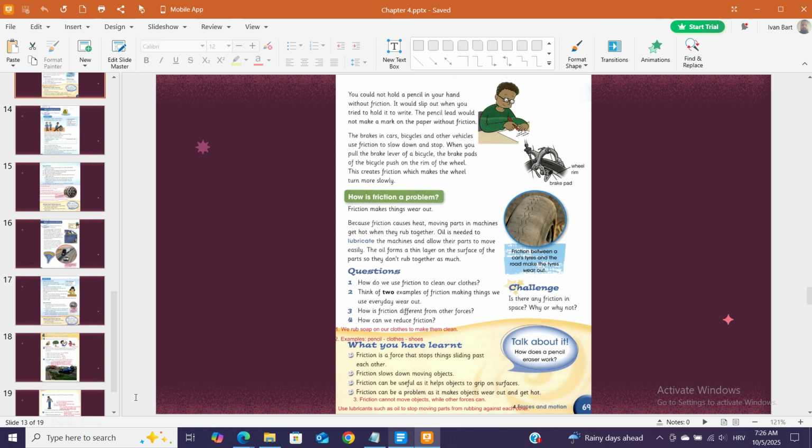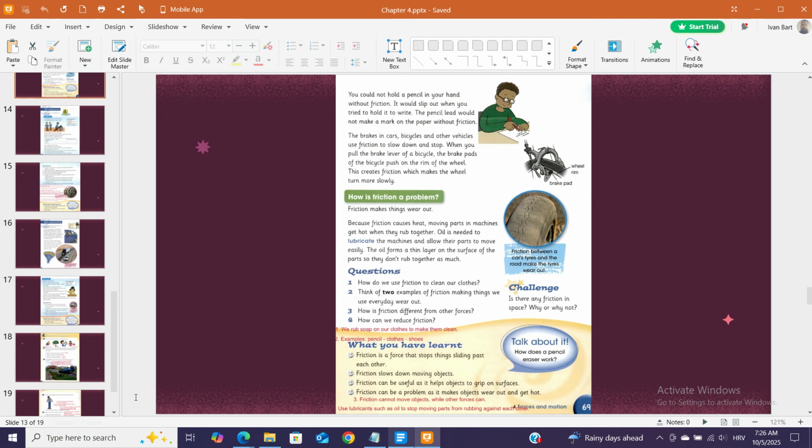What you have learnt. Friction is a force that stops things sliding past each other. Friction slows down moving objects. Brake pad, wheel, rim. Friction between a car's tires and the road makes the tires wear out. Challenge. Is there any friction in space? Why or why not? Talk about it.